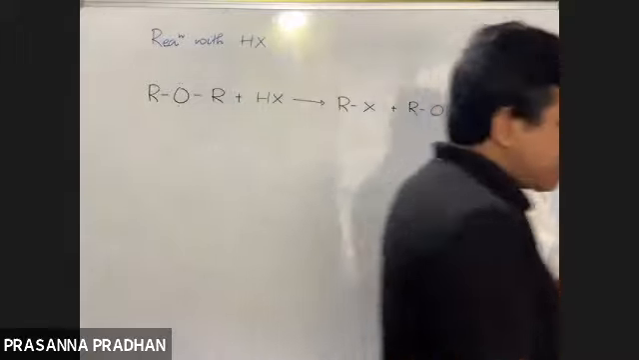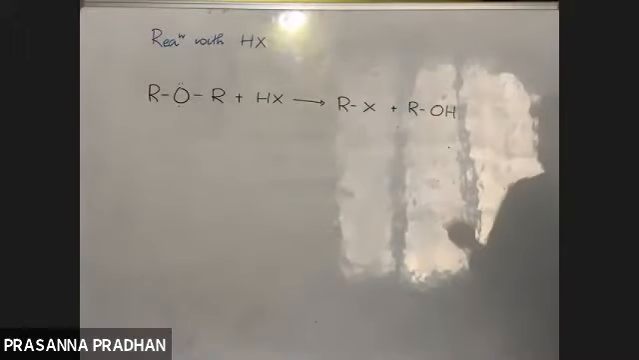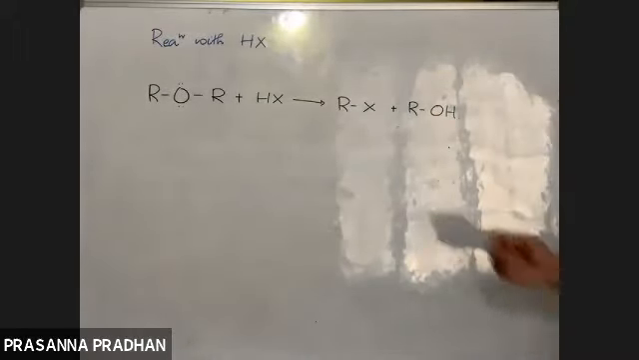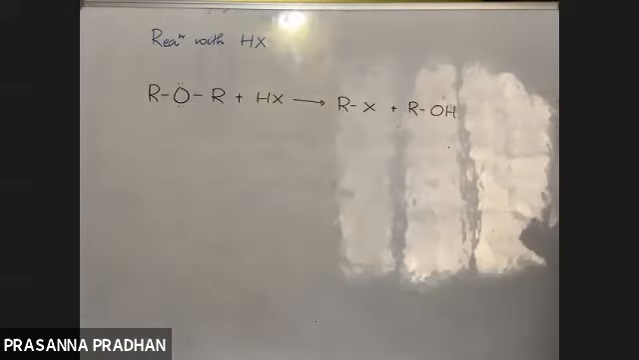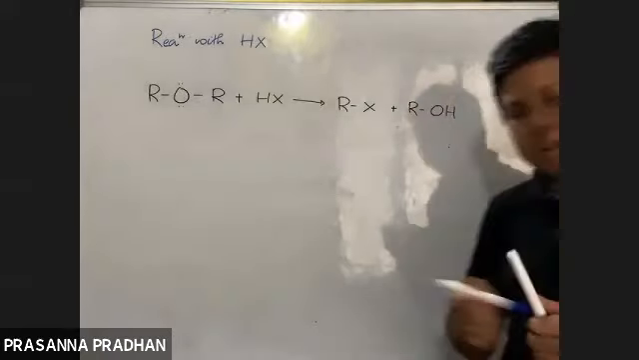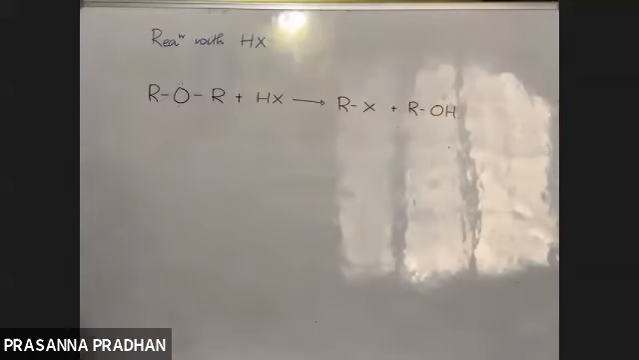So when ethers are treated with halogen acids, what do we get? We get a mixture of alkyl halide and alcohols. Now let us see some examples.